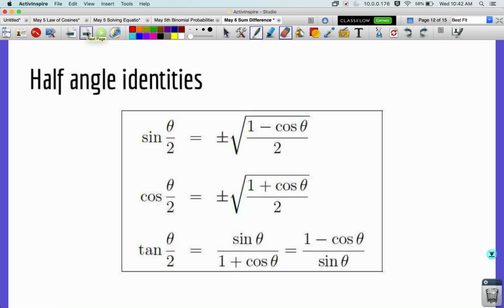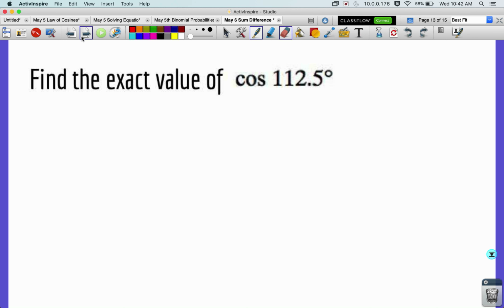All right, half angle identities, here they are. You can copy them down. So 2 more problems, we can do this. All right, what's the exact value of 112.5?